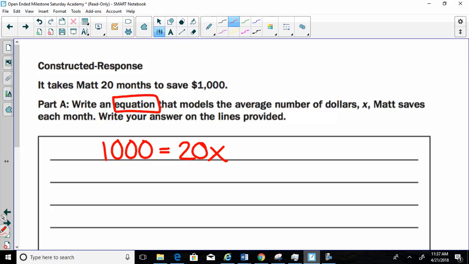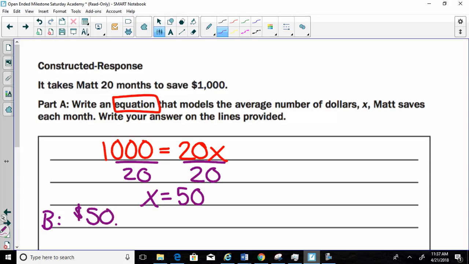Then part B says how much money in dollars did Matt save each month? $50. You don't even need to show your work. You divide by 20, you're getting x equals 50. So part B, the next one, you would write $50. Okay. Good with that?